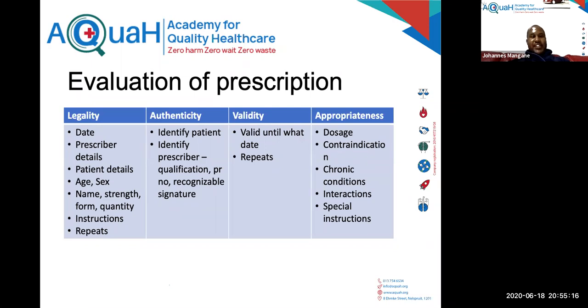Also, the special instructions might come for the prescriber to say, if you are prescribing tenofovir, you need to check the renal function of the patient before you can actually put the patient on the medication. So all those things are the special instructions that you need to look at.